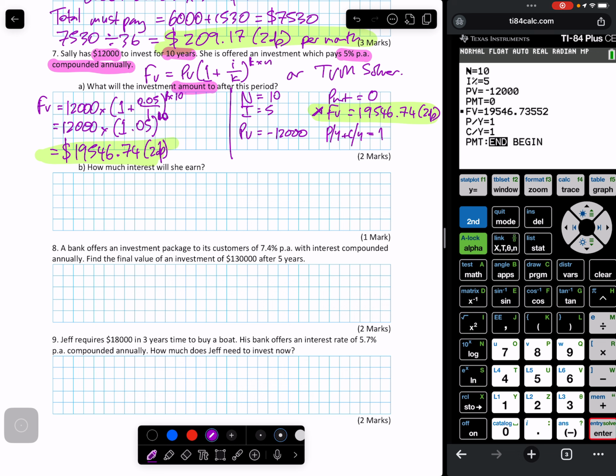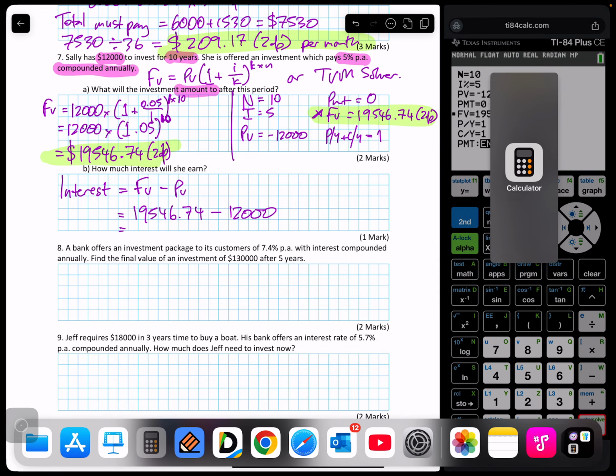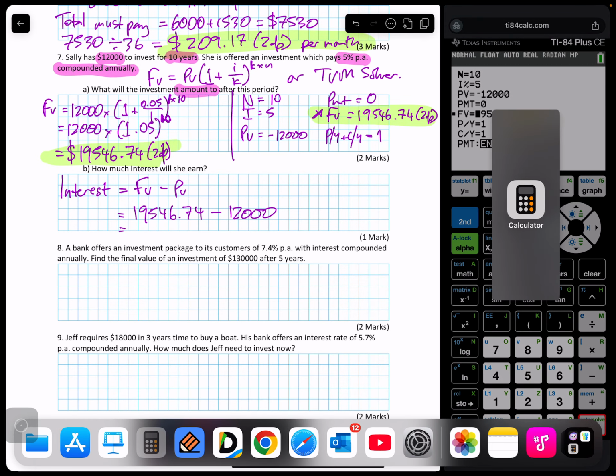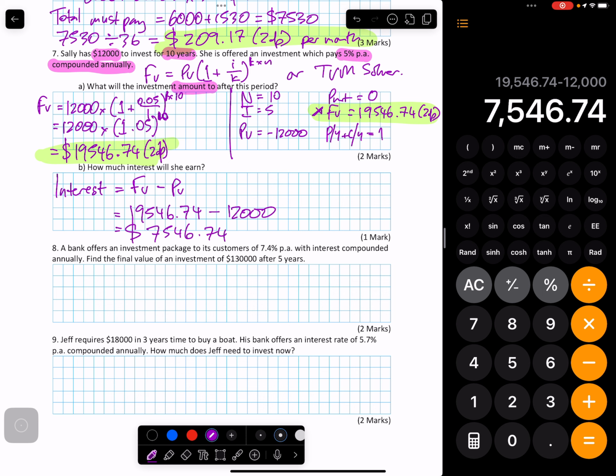How much interest will she earn? So interest in an investment is what it grew to, FV, minus the PV that she put in, what she put in the first place. So it grew to 19,546.74, but she put in $12,000. 19,546.74 minus 12 grand. So she earned 7,546.74 in interest.